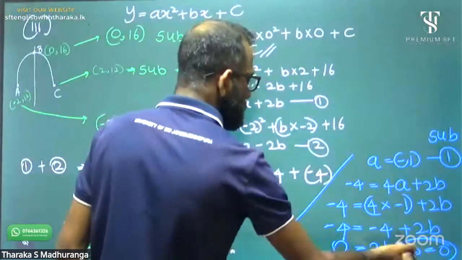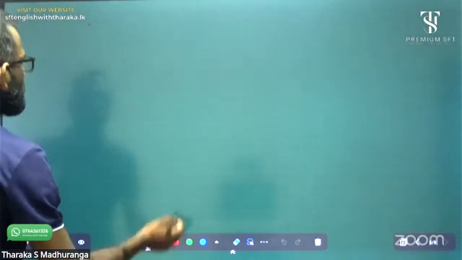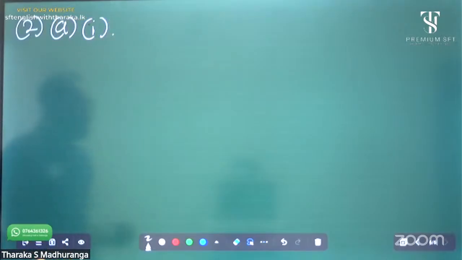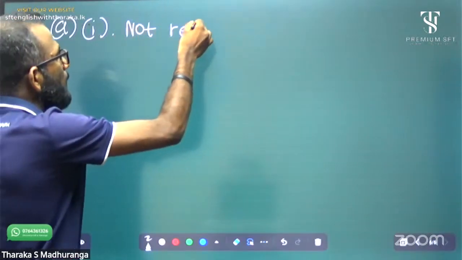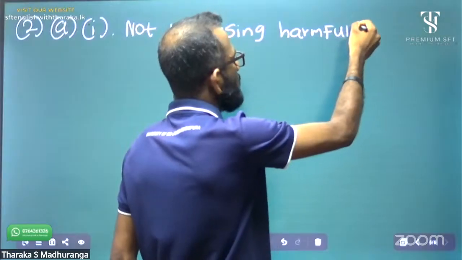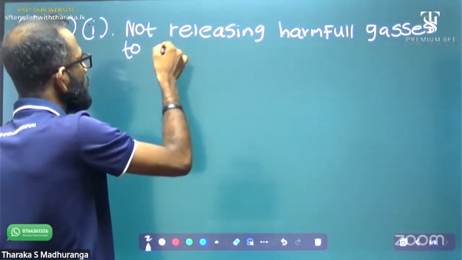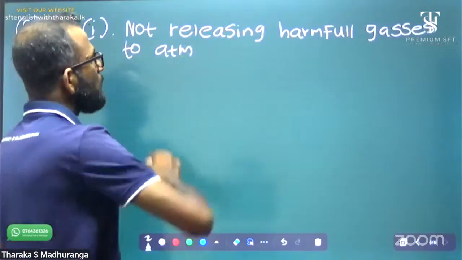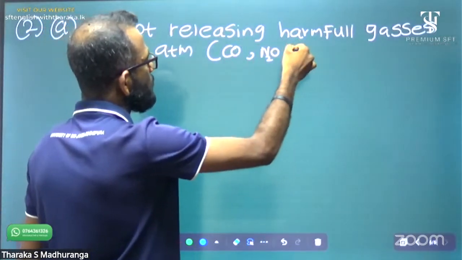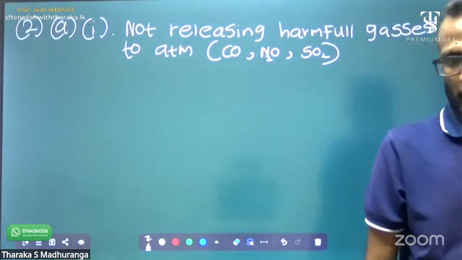Question part number 2, part A, question number 1. Not releasing harmful gas to the environment, to the atmosphere. For example, if you want, you can write carbon monoxide, nitrous oxide, N2O, sulfur dioxide, SO2. Some of these gases are greenhouse gases that we discussed in the final lesson.